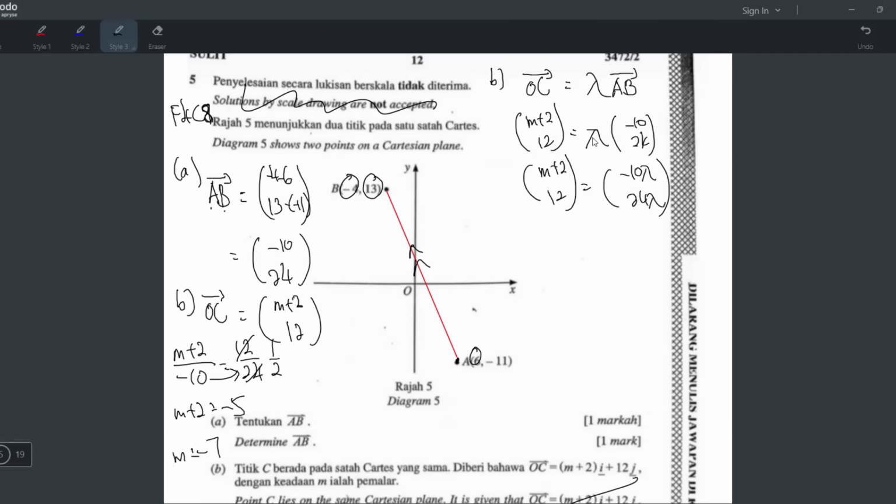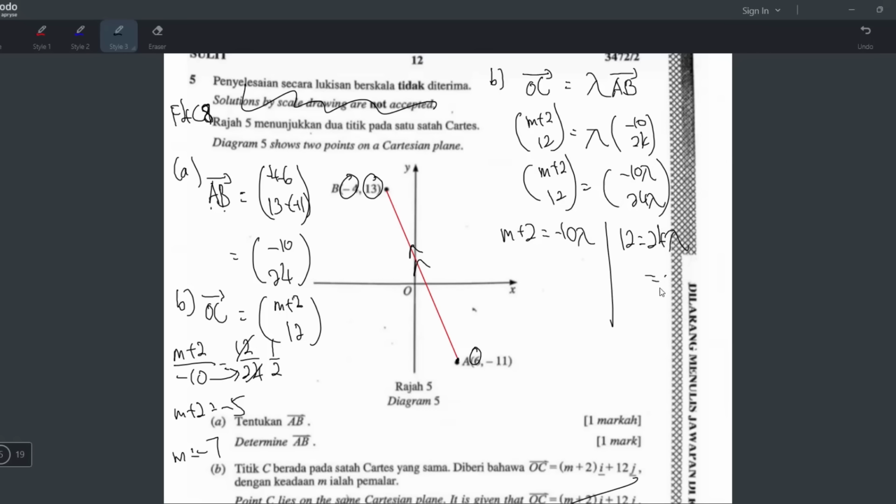Oh, by the way, lambda is actually the ratio. Okay, it's actually the ratio for OC to AB. Alright, so to find this, we compare top with top, bottom with bottom. In other words, i compared with i, j compared with j. So now becomes m plus 2 equals to negative 10 lambda. And then the other one is 12 equals to 24 lambda.